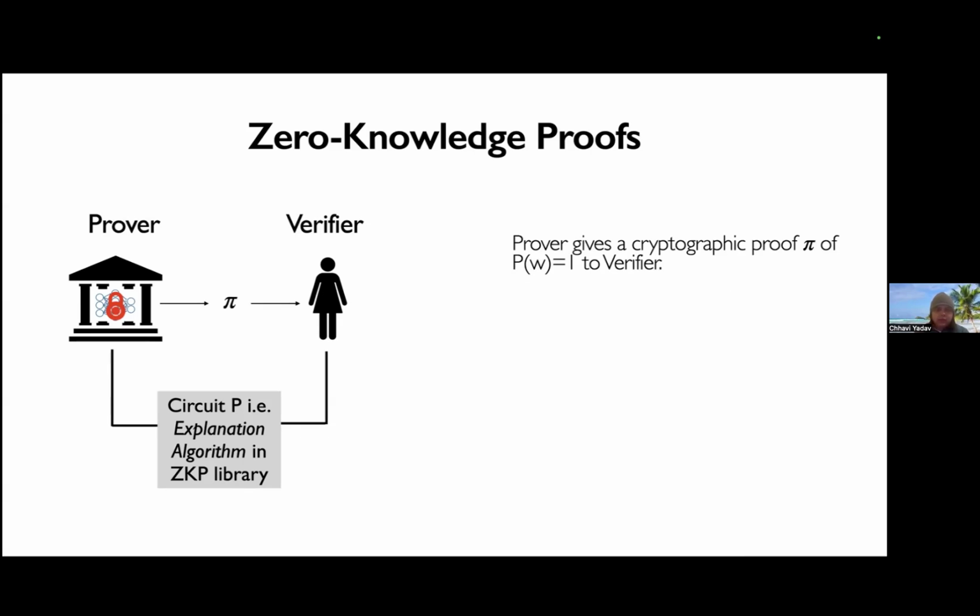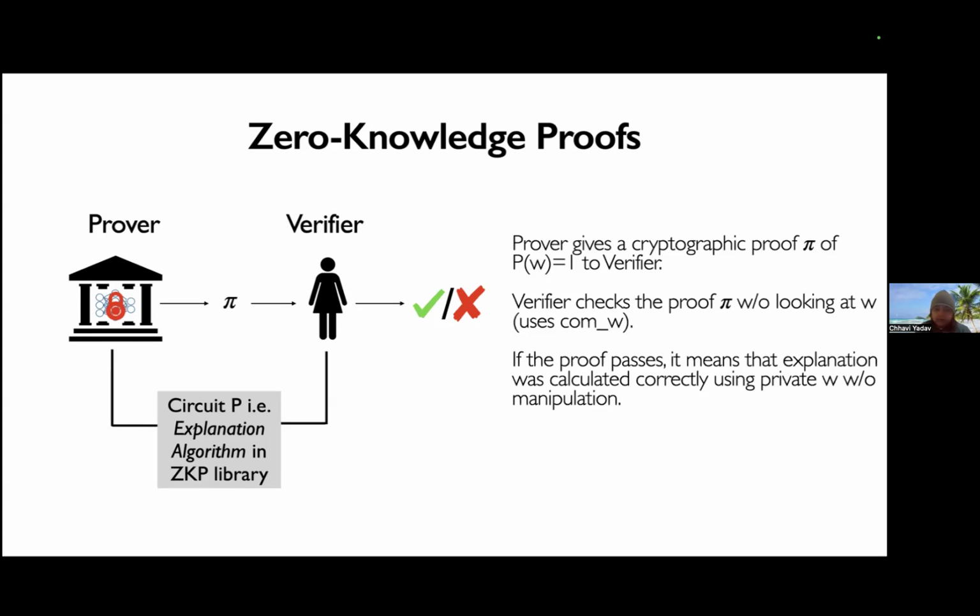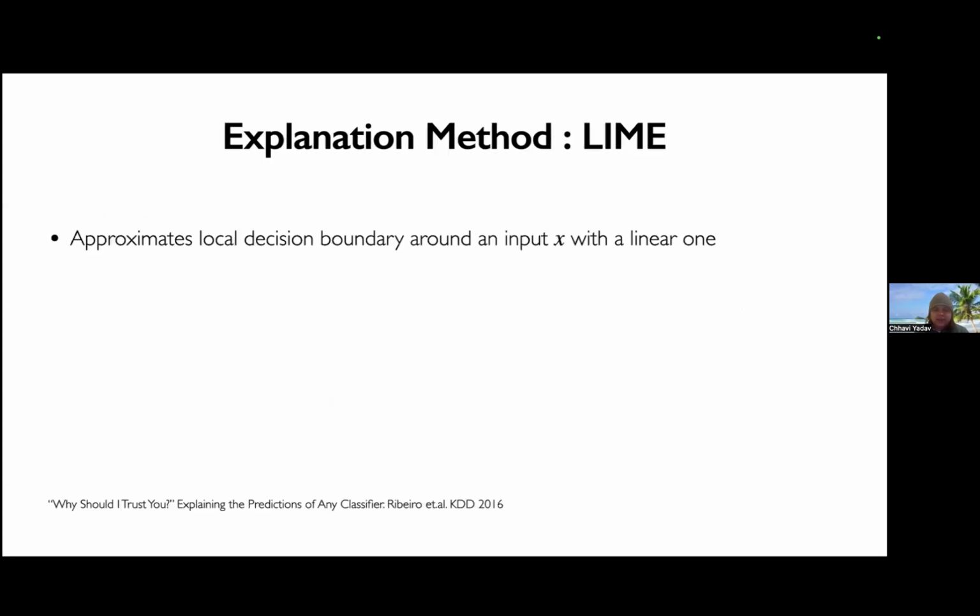So what happens is the prover gives a cryptographic proof pi to the verifier, and the verifier checks this proof using the commitment string that I discussed earlier. And if this proof passes the check for the verifier, it means that the explanation that the verifier received from the prover is correct, and it's calculated without any manipulation. It comes from exactly the model that was committed to. I hope that's clear.